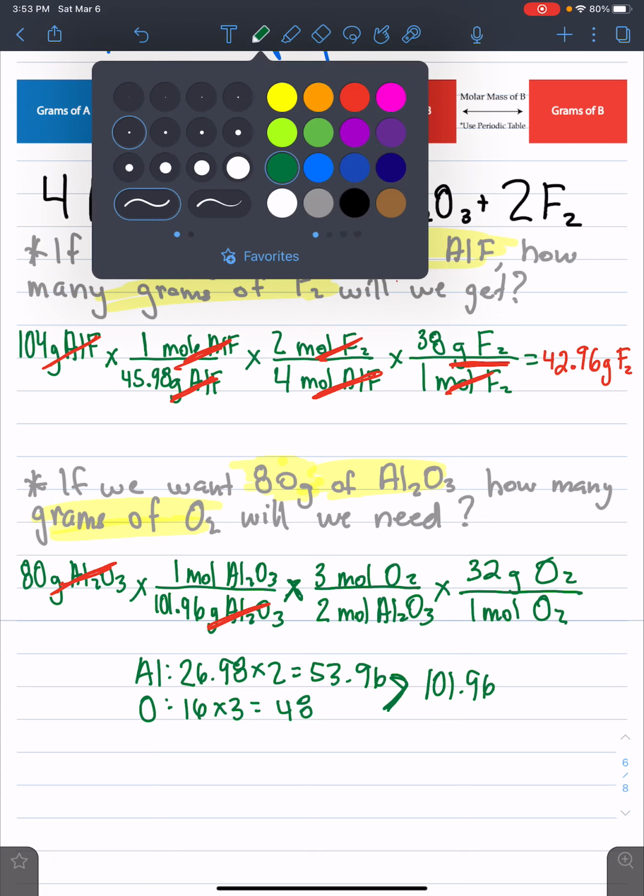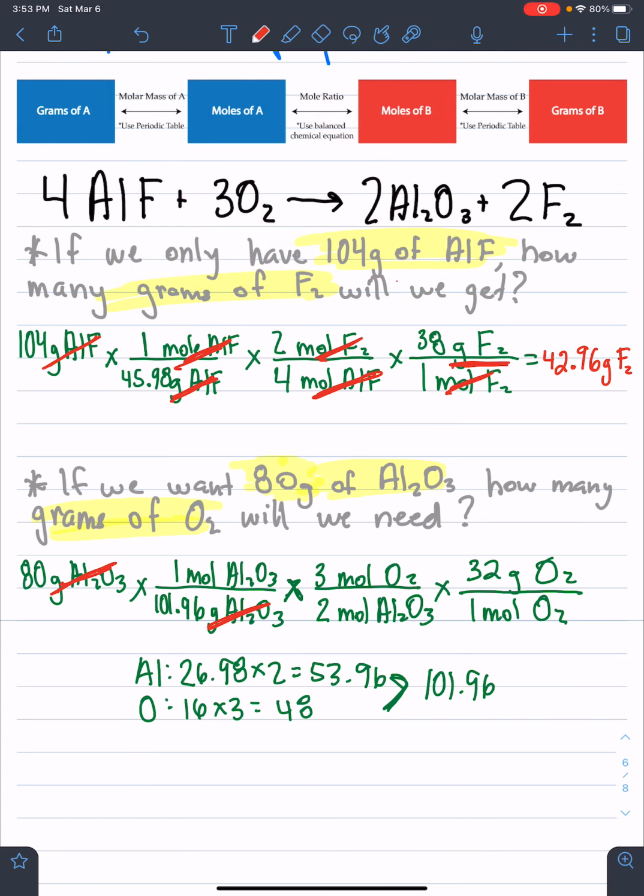Now we can finish canceling out our units. So we can take our moles of Al2O3, cancel by our other moles. We can take our moles of O2, cancel by these moles, and we're left with grams of O2. So now if we finish doing the rest of our math, you will see that we are going to get 80, and we're going to times it by 1, divide it by 101.96. We're going to times it by 3, divide it by 2. We're going to times it by 32, divide it by 1. And in the end, we should get about 12.55 grams of O2.